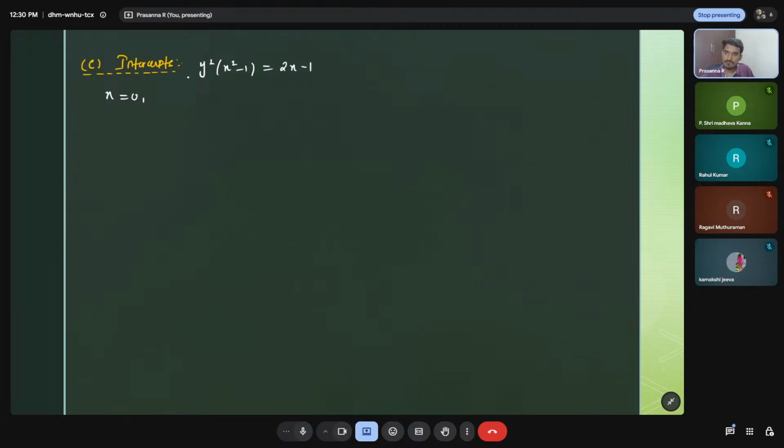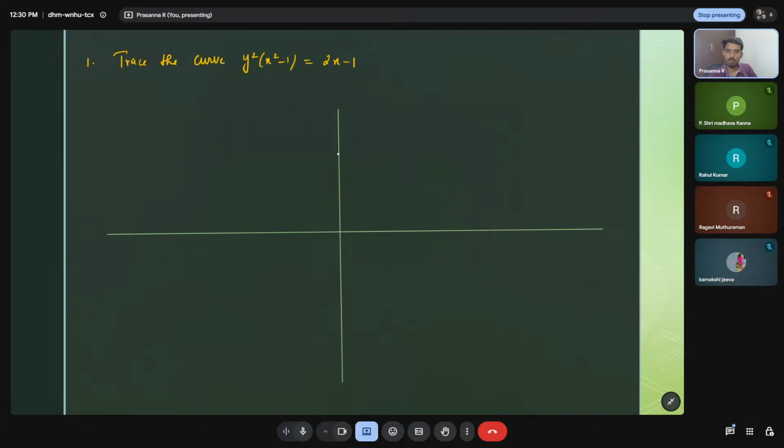What will be y? y square into 0 minus 1 equals minus 1, as x is 0. So y is plus or minus 1. So 0, 1 and 0, minus 1 are your y-intercepts, right? This is your y-axis, this is your x-axis. So this is 0, 1 and this is 0, minus 1.